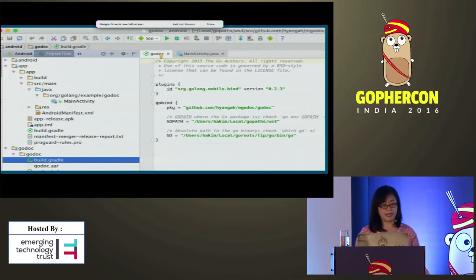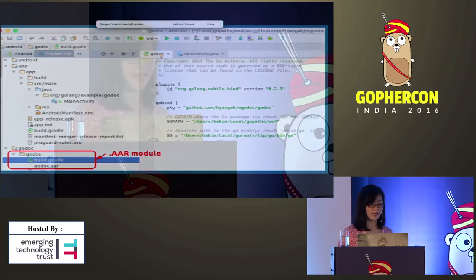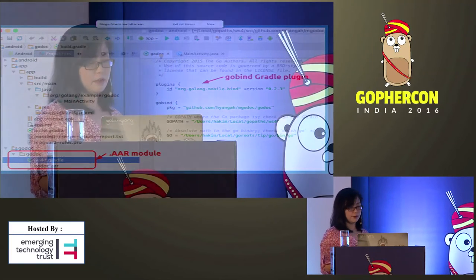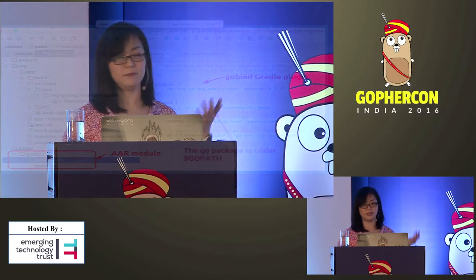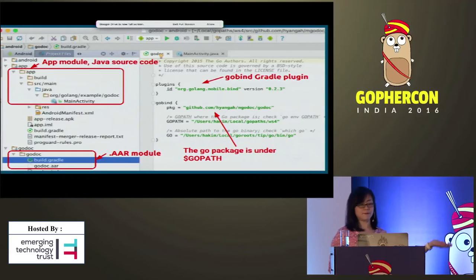This is the screenshot of my Android Studio project. Don't get overwhelmed by all the files on the right side; most of them are auto-generated. I had to write just the build.gradle file for a mobile project, with the AAR module and the build.gradle configuration to include. It should call the gobind Gradle plugin, it needs to build this Go package, and where is my GOPATH, and that's it. My Java source code is in a separate Gradle module, and so I wrote basically the main activity and the Android manifest to use the network in case I need to populate the GoRoot.